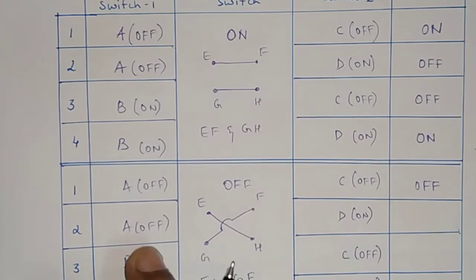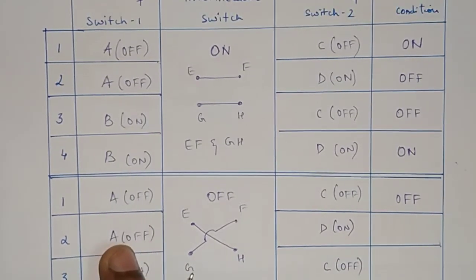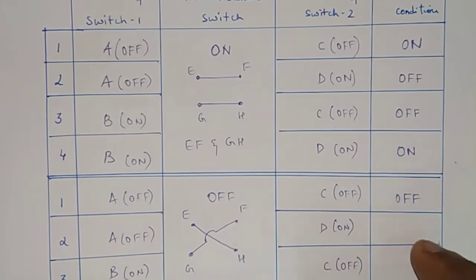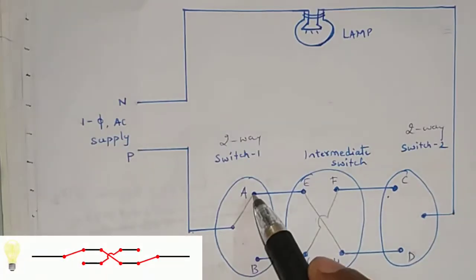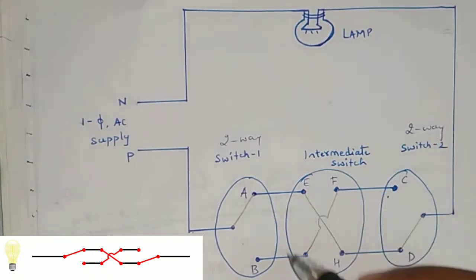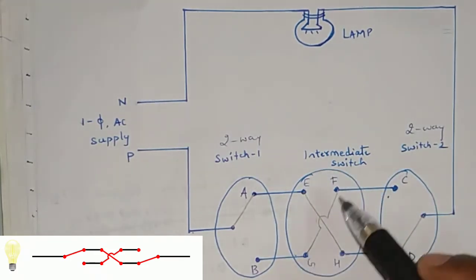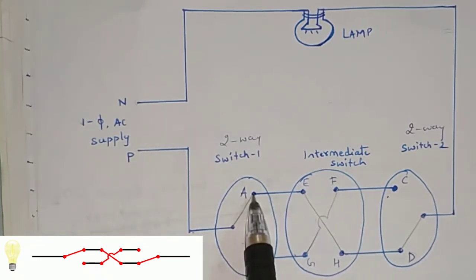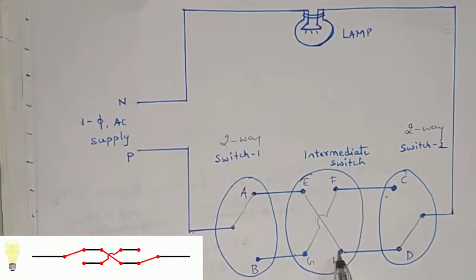In the same way, I will explain one more case. Here, when switch number 1 is in A position and switch number 2 is in D position, what happens to the lamp condition? The intermediate switch is in off condition, which means E and H are connected, G and F are connected. We will check. From phase the current will start to flow. Till A it will reach, because there is a path for current to flow from A to E, E to H, H to D.